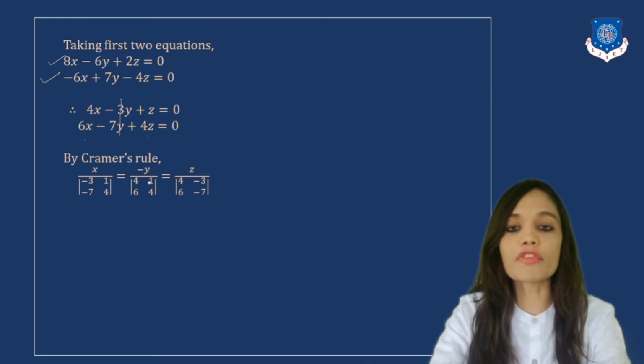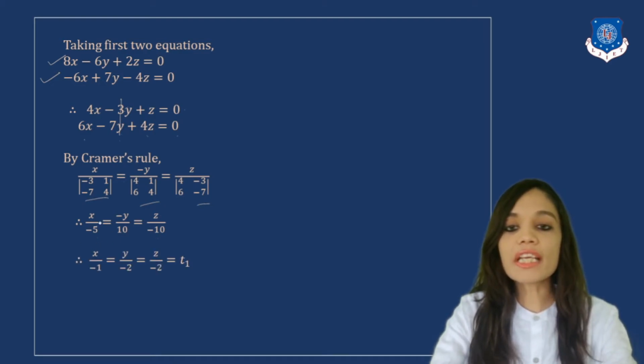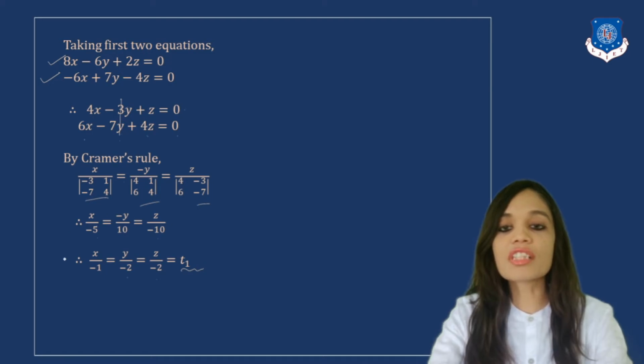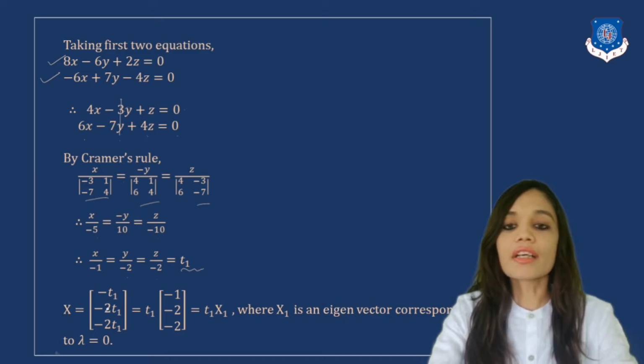Now we just have to simplify these three determinants. So what you will get? x upon minus 5 is equal to minus y upon 10 is equal to z upon minus 10. So now taking out 5 common, what we will get? x upon minus 1 is equal to y upon minus 2 is equal to z upon minus 2, is equal to, assume it as t1, because this type of system will always have infinite solutions, right? So finally our eigenvector will be minus t1, minus 2t1, minus 2t1.